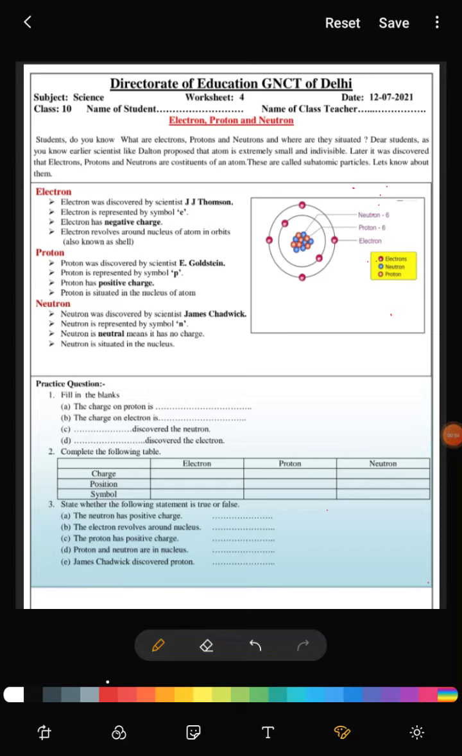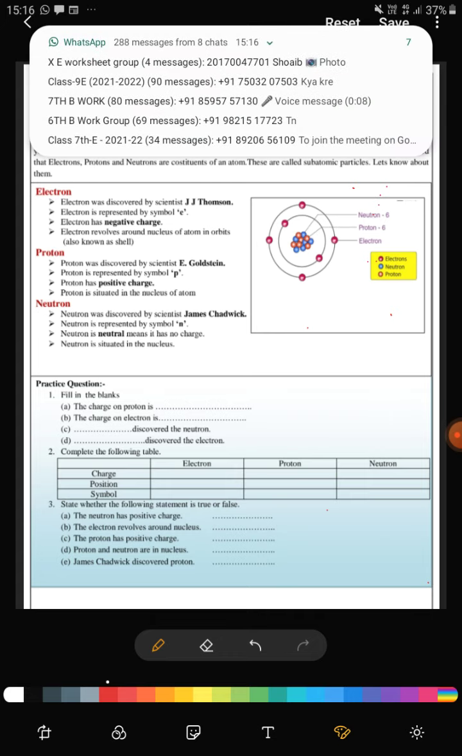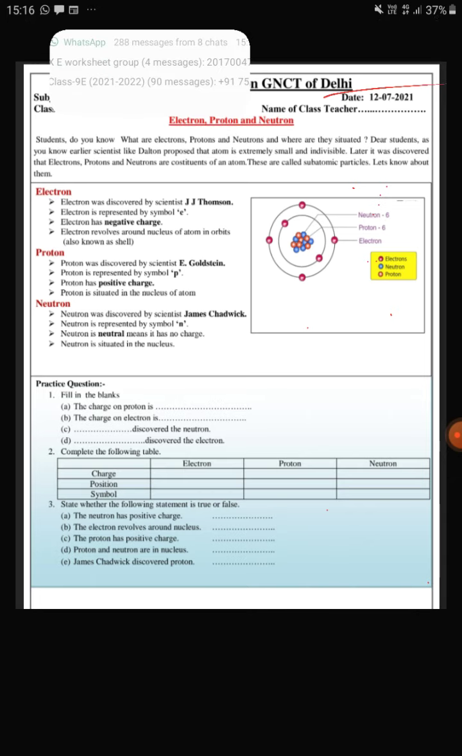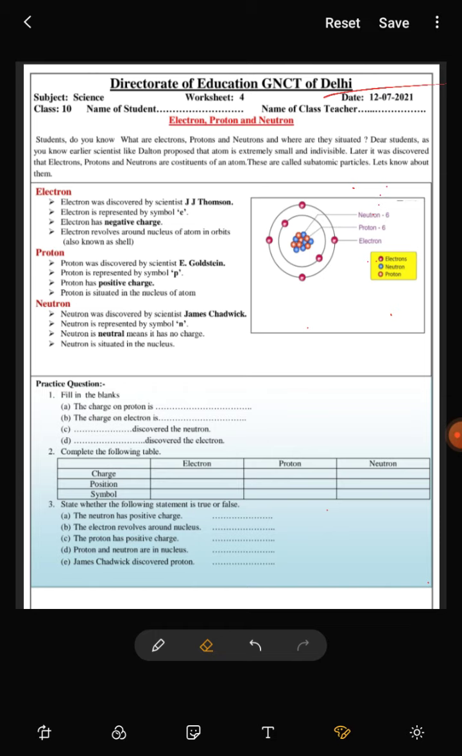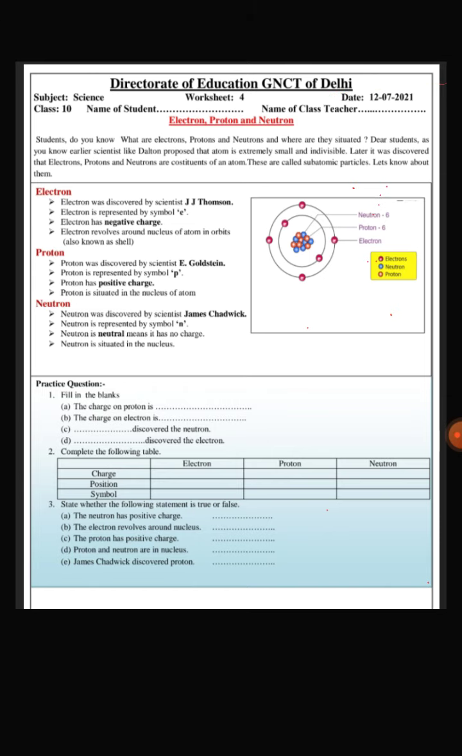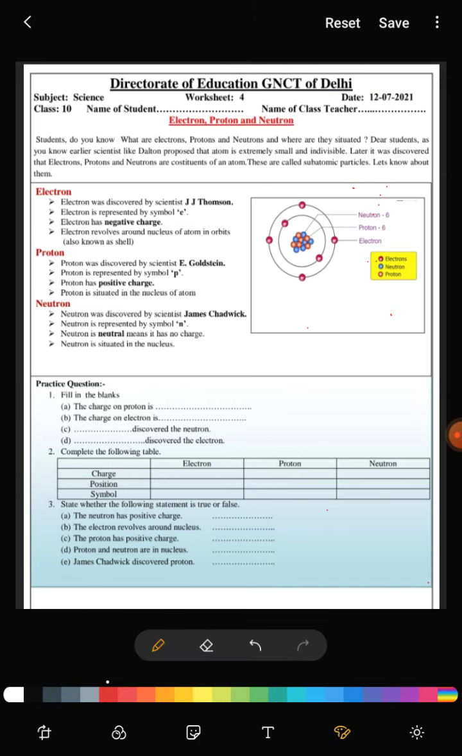Today we will discuss the solution of your science worksheet. In this worksheet, we will discuss the structure of the atom. As you know, an atom can be divided into three subatomic particles. As you have studied in class 9th also, these subatomic particles are known as electron, proton and neutron. Here we have to discuss the electron, proton and neutron.